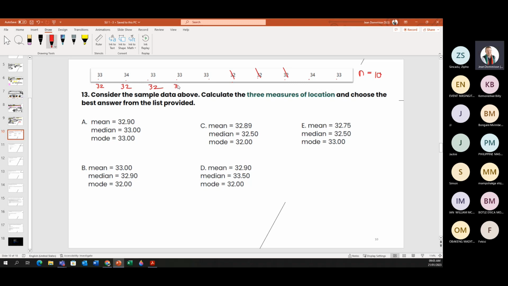33. 53. Okay, so it seems like the mode is going to be 53. Let's just check, is it number 53?